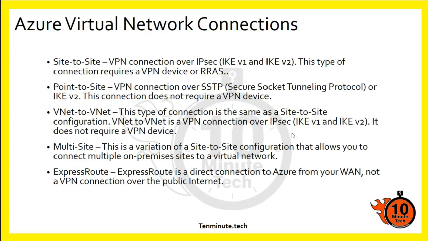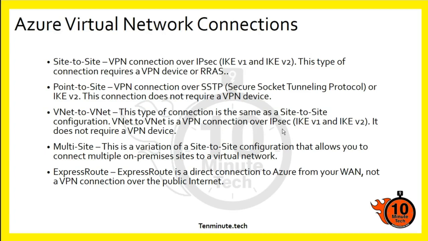So I know I promised that this would be kind of like diagrams only. Sorry that I misled you there. I didn't mean to, but I wanted to make sure that I focused a little bit more on the types of Azure virtual network connections. So first you have site-to-site, which is a VPN connection over IPsec, and this type of connection requires a VPN device or an RAS. Then you have point-to-site, and VPN connections are over SSTP, or Secure Socket Tunneling Protocol, V2.0, and this connection does not require a VPN service.